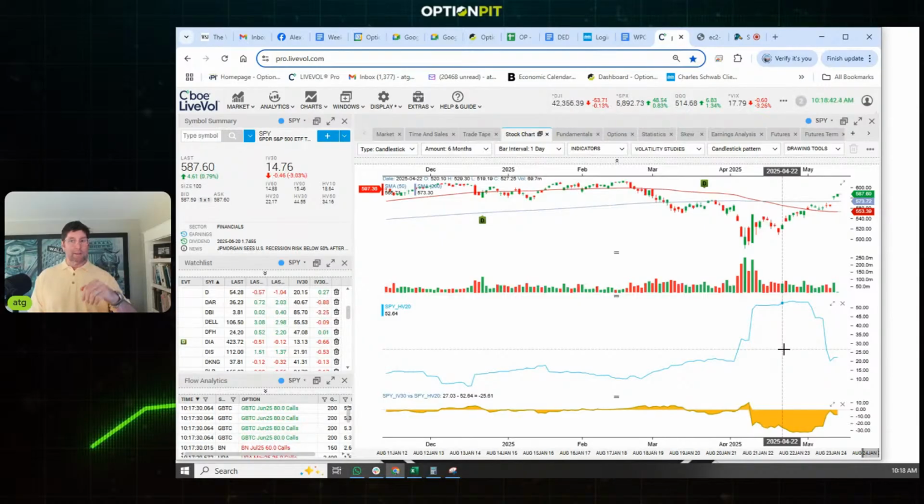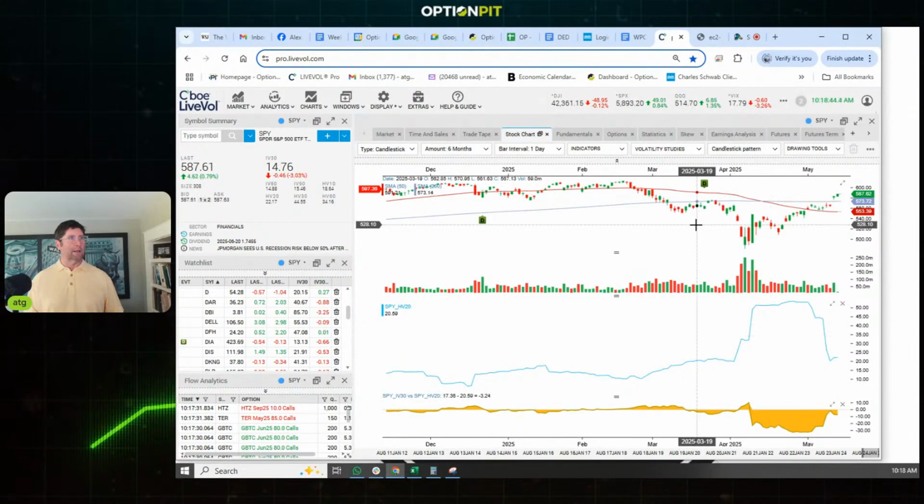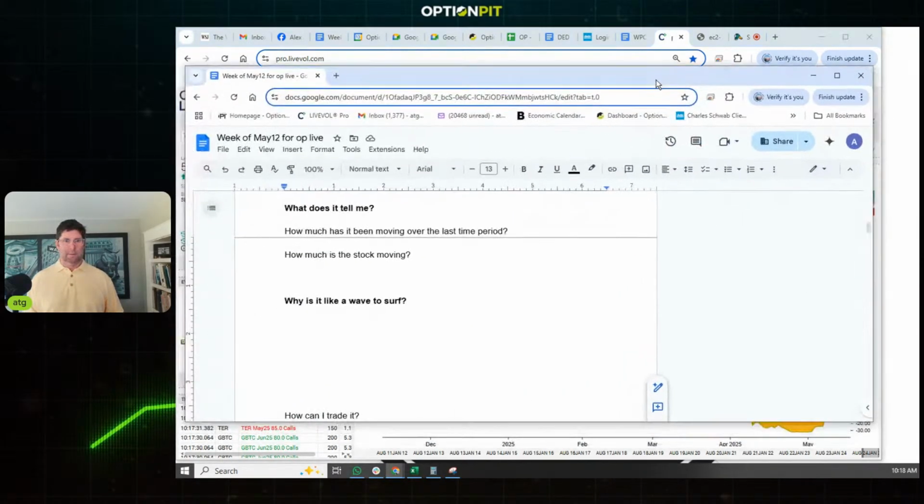So when implied volatility is trading under the realized vol, okay, this is surfing like a wave, right? When your IV is less than the realized vol, okay, traders expect things to slow down.